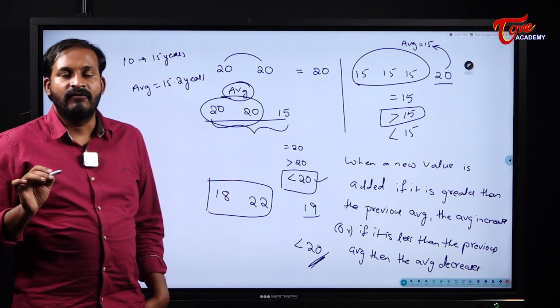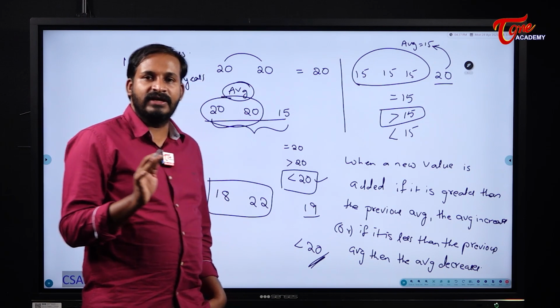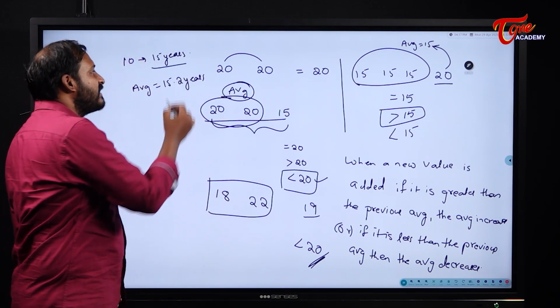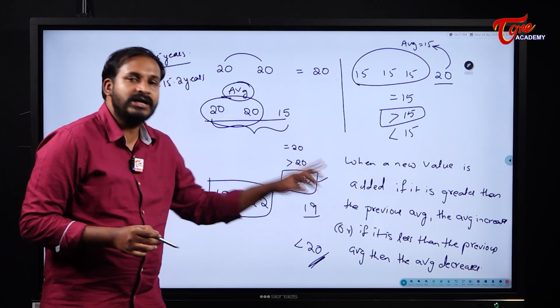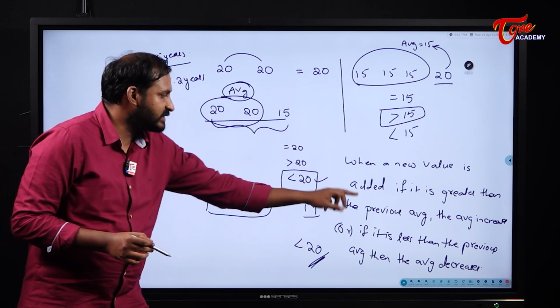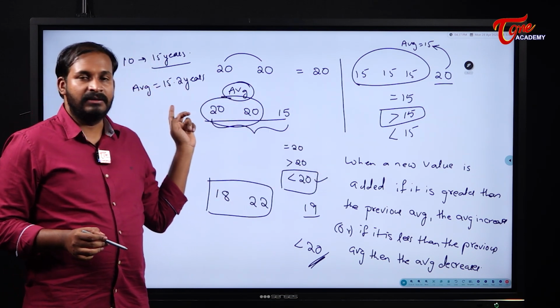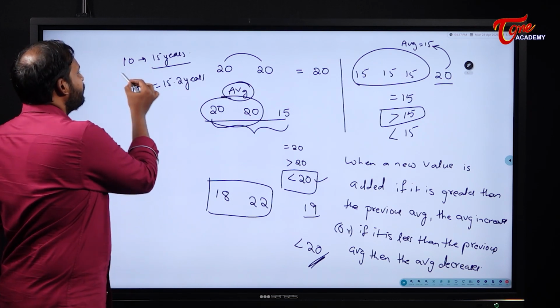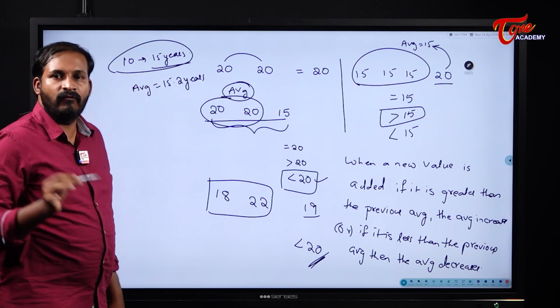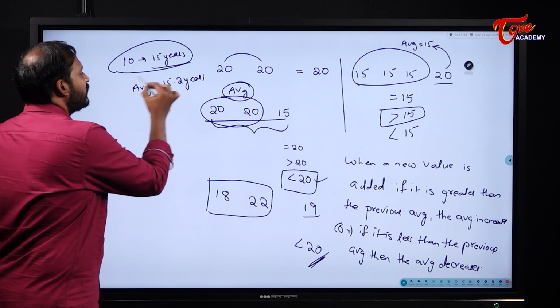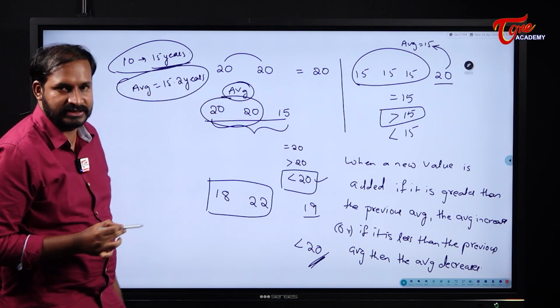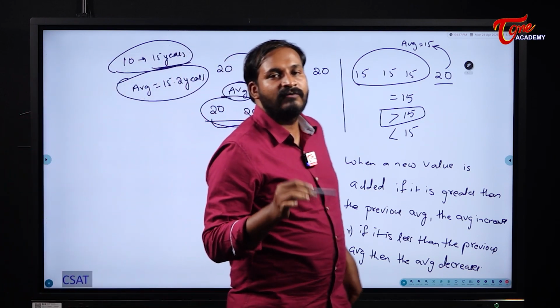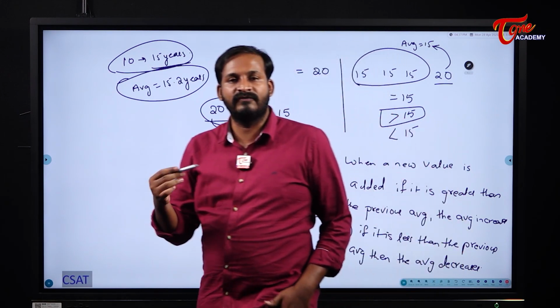Now tell me, what will be the age of the new student, whether it will be greater than 15 years or less than 15 years? Vice versa to this case. Now tell me, the actual average of 10 students is 15 years. Now one more student was added to that group, so that the average became 15.2 years. Now tell me, what will be the approximate age of the new student?